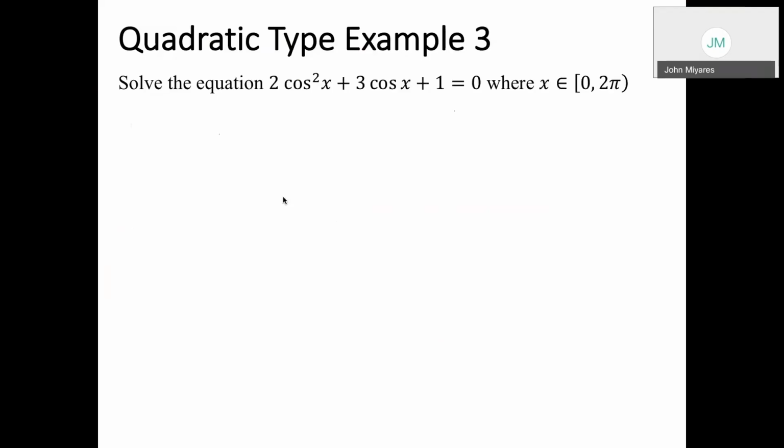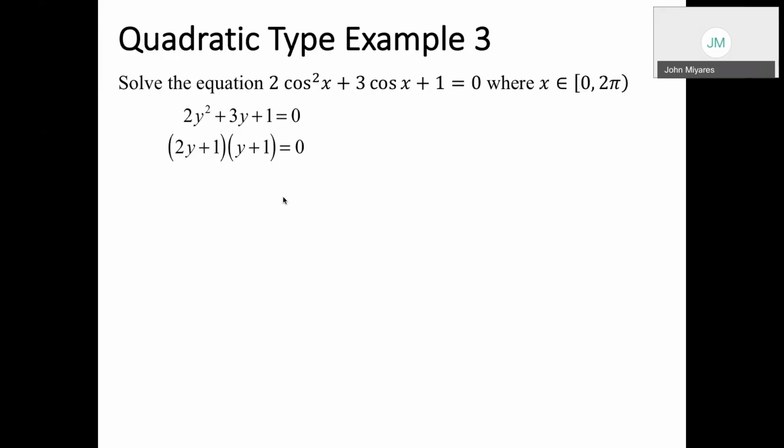You might be able to recognize the factoring pattern on this one right away. But if you don't, we can make this substitution where y equals sine of x, similar to what we did on the previous example, and get this to look like a more familiar quadratic equation, 2y squared plus 3y plus 1 equals 0. That's going to factor as 2y plus 1 times y plus 1 equals 0.